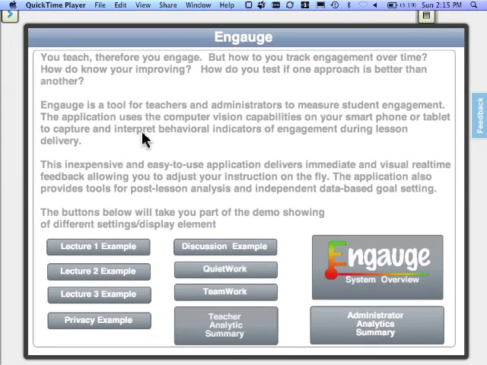You teach, therefore you engage. But how do you track your student engagement over time? How do you know if you're improving? How do you test if one approach is better than another? Engauge is a new class of tools for teachers and administrators to directly measure student engagement.